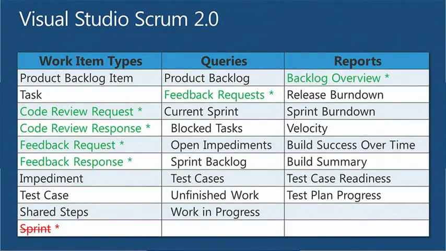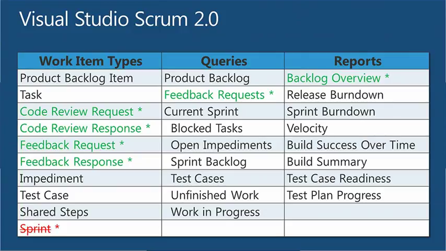So what are the work item types we have now? Product backlog item, just talked about. We have a task, which could be a sprint backlog item. Code review and feedback requests are there to service other features. If you were in my earlier session today, you'll have seen the functionality around those things, but they really don't mean anything from a Scrum point of view. Impediments, test cases, and sprint is gone.